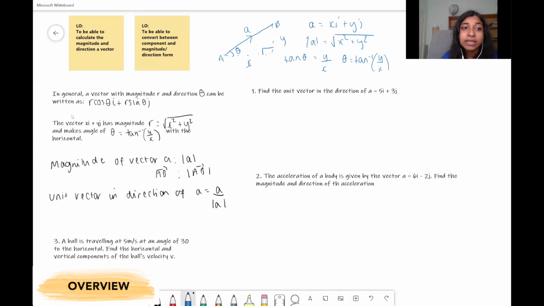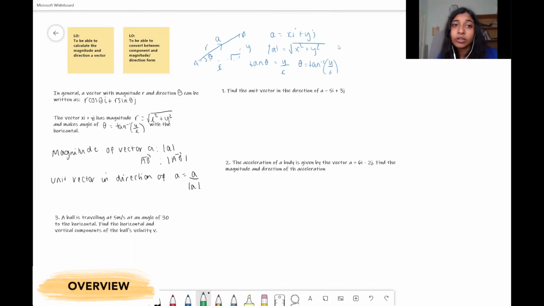To convert between component and magnitude and direction form, if you know the magnitude and direction of a vector but you don't know the actual x and y in front of your i and j, then you can work out x as r cos theta. Your r is your hypotenuse and your x is your adjacent, so cos theta is equal to the adjacent, x, over r, which means x is r cos theta. Similarly, y is your opposite and r is your hypotenuse, so sine theta is equal to the opposite, y, over the hypotenuse r, which means y is r sine theta.